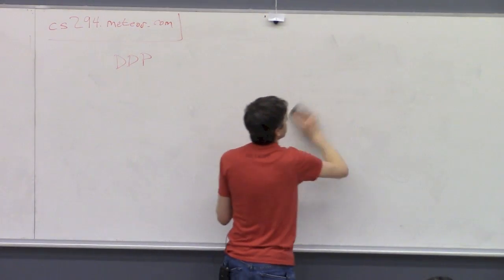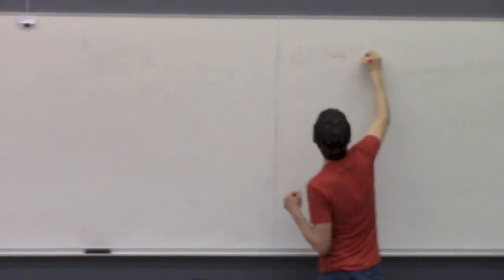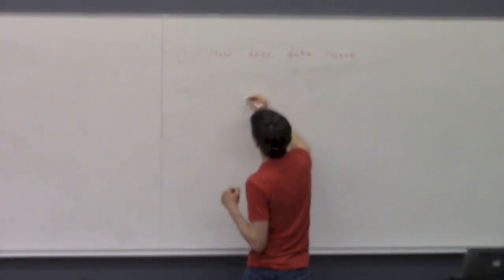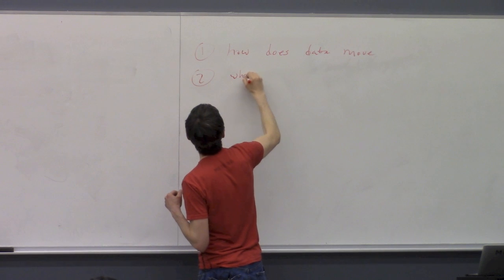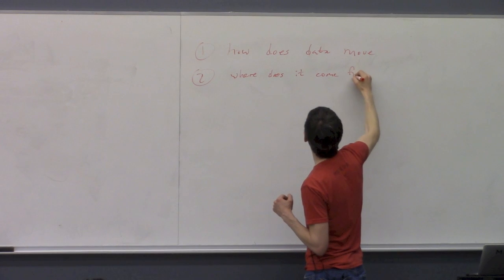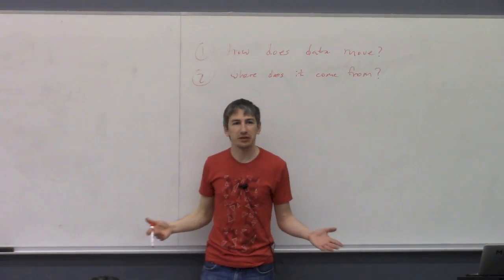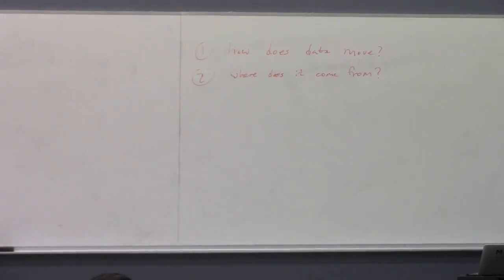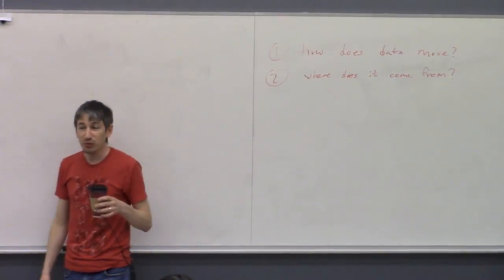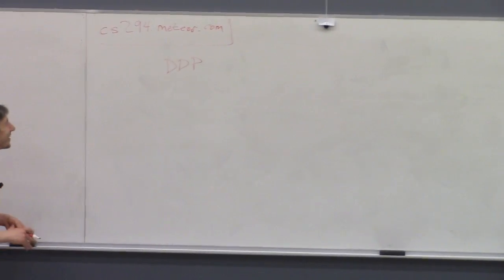OK. So question number 2. Maybe I'll just write them up here. One is, how does the data move? Question 2, where does it come from? Well, where should it come from? Any ideas? Where does data live in most apps? Where in the server? The storage tier. Yes, a database, sure. I like that, though. That's good.